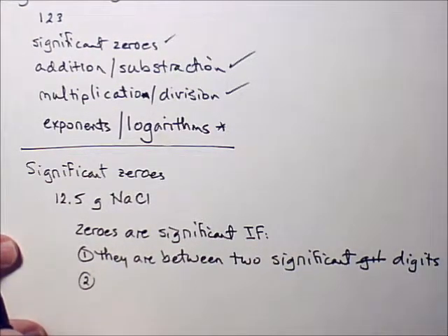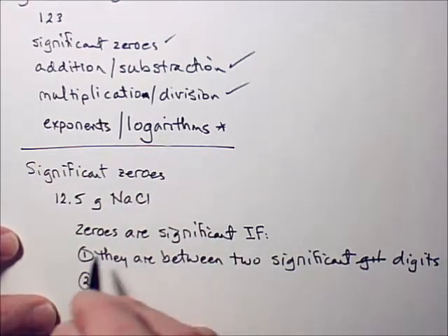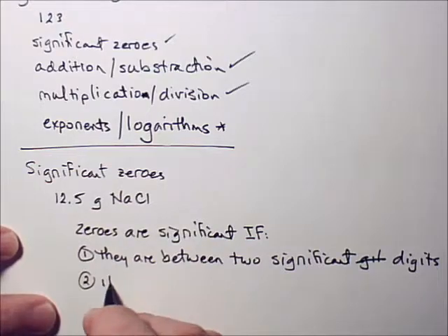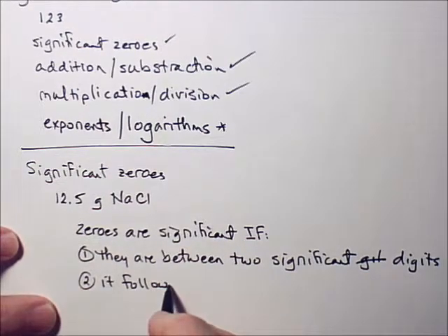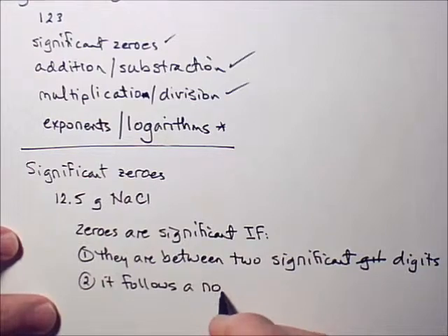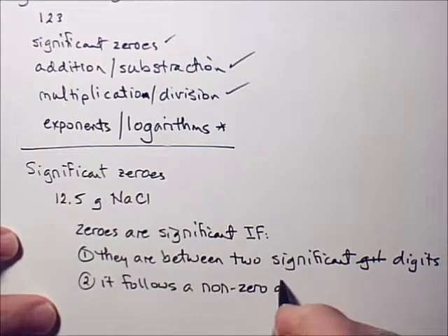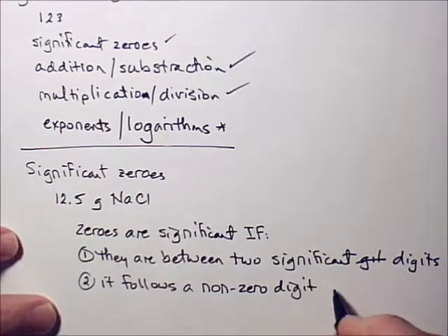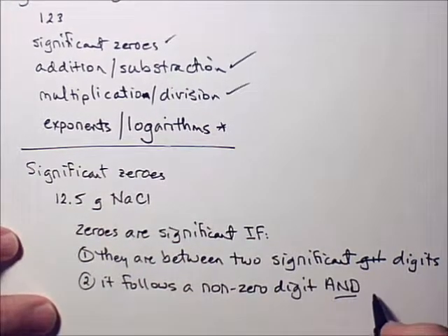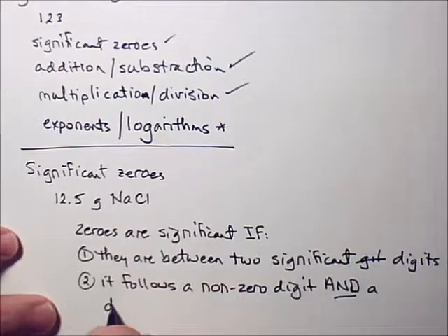Rule number 2 is in 2 parts, and for a zero to be significant, it's got to meet the conditions of both parts. You got that? So a zero is going to be significant if it follows a non-zero digit and a decimal place.